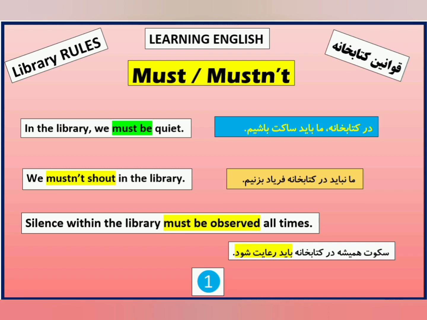We mustn't shout in the library. جمله منفیه پس میشه mustn't ولی خونده میشه mustn't. We mustn't shout in the library. ما نباید تو کتابخونه داد بزنیم، فریاد بزنیم. Mustn't shout.